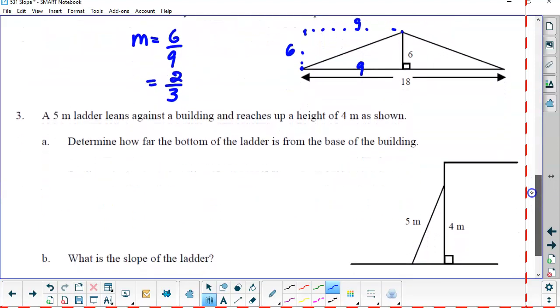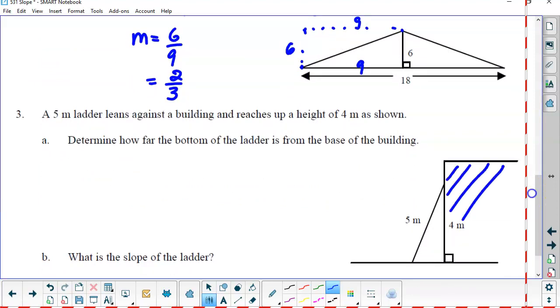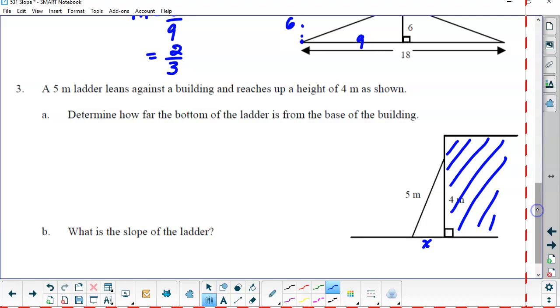All right. Here's another application. So this is a building, okay, built vertical to the ground. Here's your ladder. It's 5 meters. That is the hypotenuse. That will never have anything to do with your slope. Okay? Slope only has to do with vertical and horizontal. In any case, it says, determine how far the bottom of the ladder is from the base of the building. So that would be this distance. I'm going to call it x. That we don't use slope for. That's a distance. This is a 90-degree triangle, so use Pythagorean theorem to find that side.